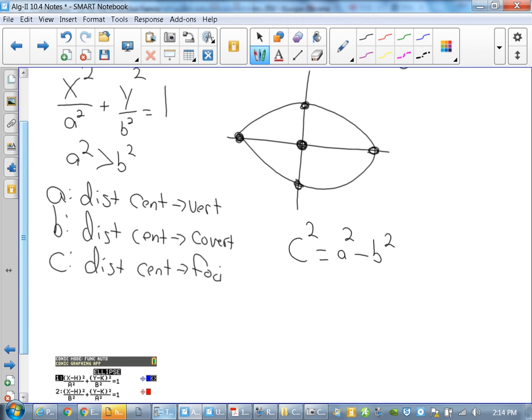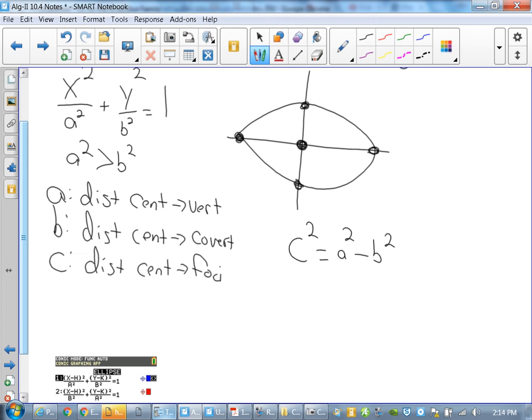And A is the distance from center to vertex. B is the distance from center to co-vertex. And C is the distance from center to foci. Foci is the plural of focus. Yes, sir? So the only difference between the two of them are the x squared and the y squared, and your switch. So everything else is the same. Yeah, and what's nice is that these A, B, and C values, what they mean again tomorrow with hyperbolas is the same.